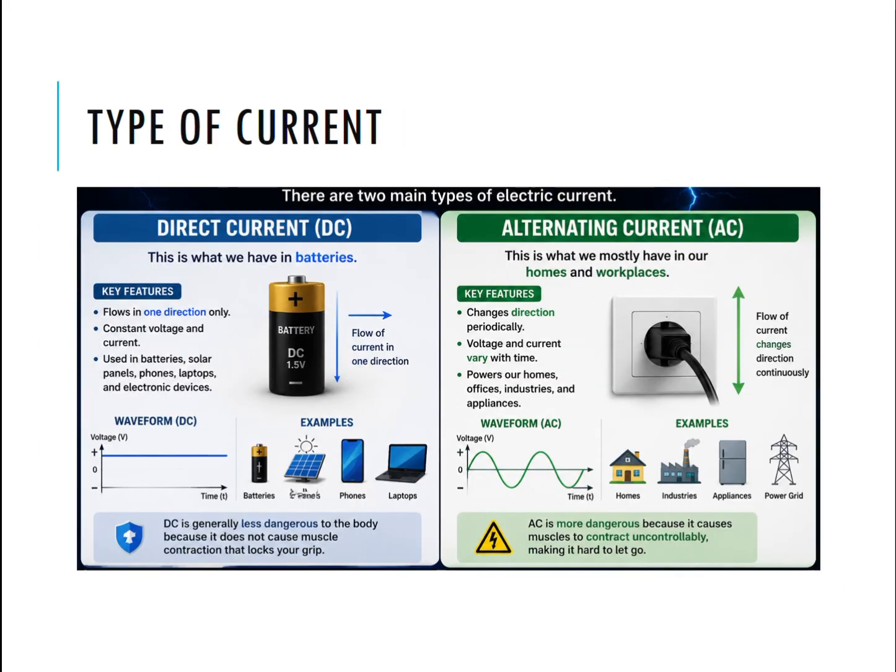Also, it is important for us to know that we have two main types of current. We have the direct current and we have the alternating current. The direct current is what we mostly find in batteries, in our phones, in our laptops, and alternating current is what we find in our homes, used to power our homes and offices. It is also important to know that AC is more dangerous because it causes the muscles to contract uncontrollably, making it hard for the person to let go. And that explains why once someone is having an electric shock, the person can't let go of what he is holding.